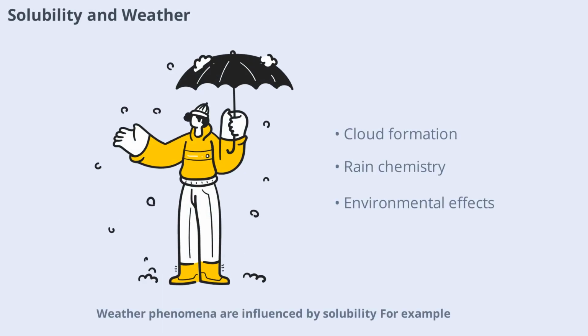Weather phenomena are influenced by solubility. For example, clouds form when water vapor dissolves in air and then condenses. Rainwater dissolves gases and minerals as it falls, affecting soil and water chemistry. Understanding these processes helps meteorologists predict weather and environmental changes.